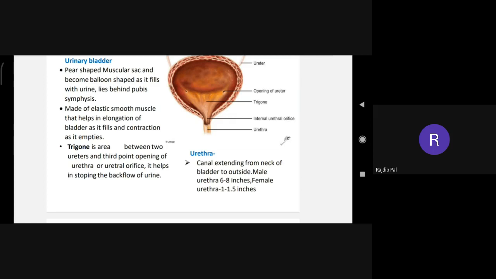So trigone is the area between the two ureters and the third point, the opening of the urethra, or ureteral orifice. It helps in stopping the backflow of urine.